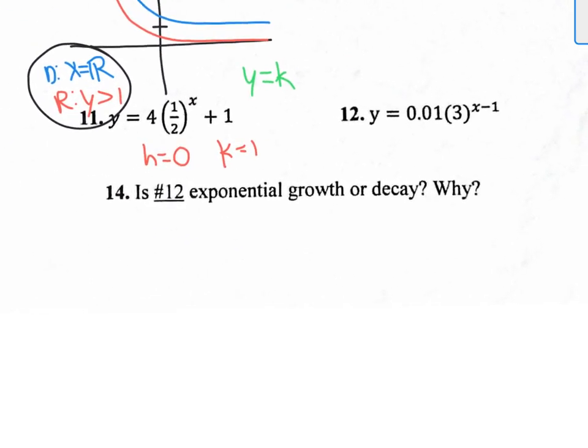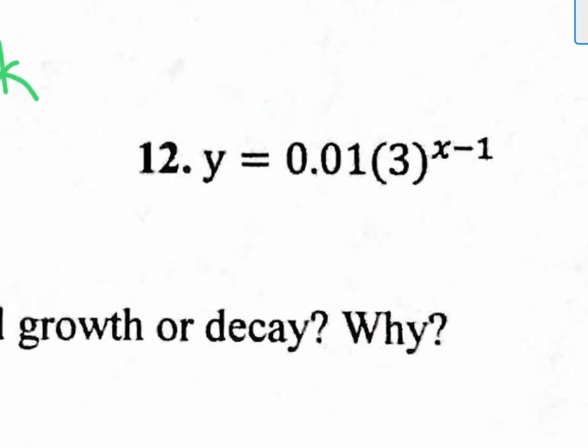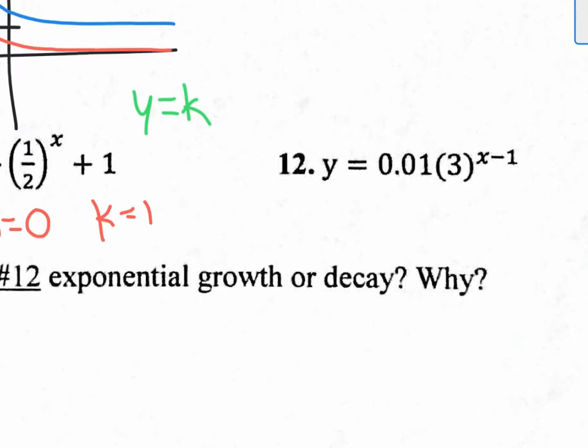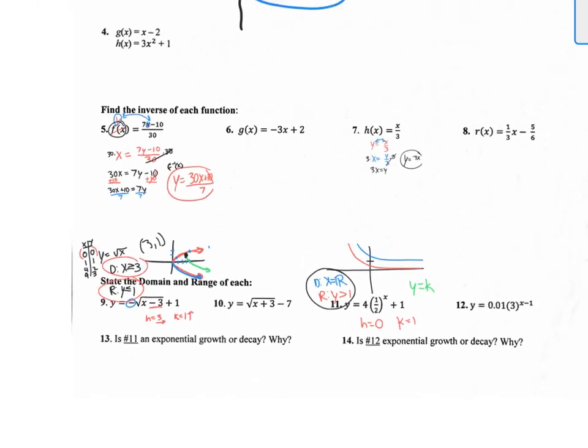Then the next one is 12, an exponential growth or decay? Growth. Why? Because the base is 3. It's greater than 1. It's going to cause it to grow. Excellent. So we're going to stop this video right here. That was the first page of our practice midterm.